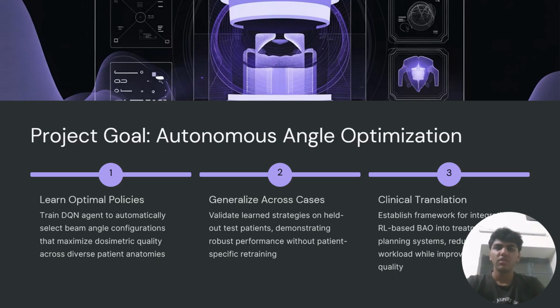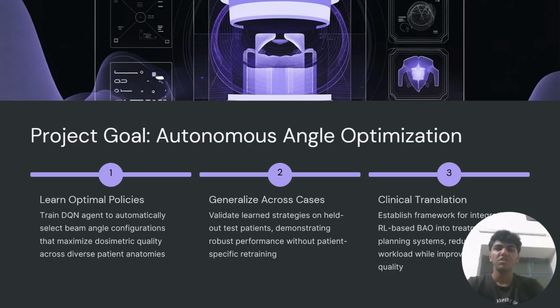Next, we want to ensure the learned policies generalize across patients. Medical AI must work reliably on new anatomies and tumor presentations. So our pipeline is designed to validate performance on held out test patients and unseen geometries, demonstrating that the model isn't just memorizing patterns but actually understanding underlying radiotherapy principles.